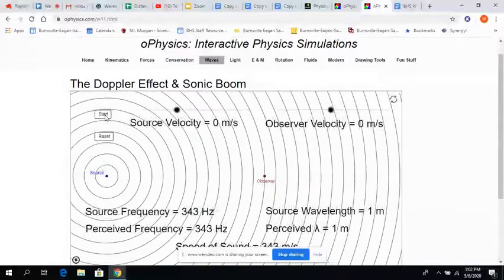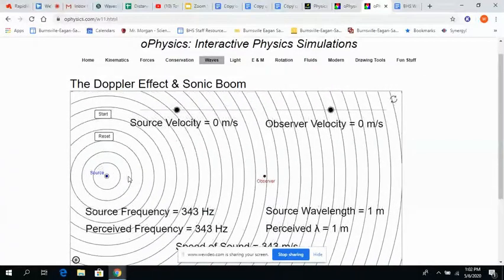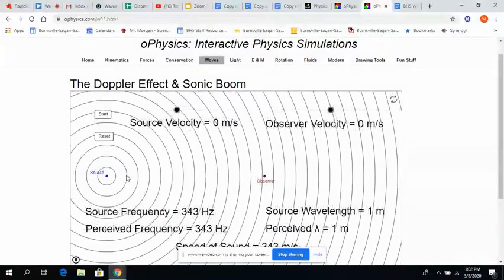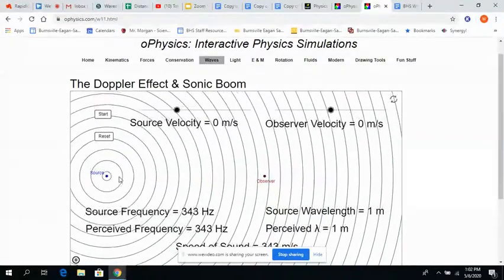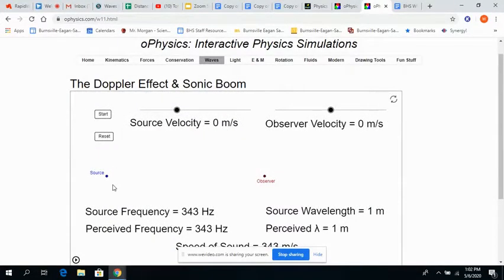And you'll notice the distance between the waves. These waves, they're sound waves, so they're longitudinal, but you can think of these as crests. You'll notice they're all the same distance apart. Okay, so I'm going to hit reset. That's what happens when there is no relative motion. Now, what if the source is moving towards the observer? And we'll say with some reasonable speed, maybe about 10% of the speed of sound.